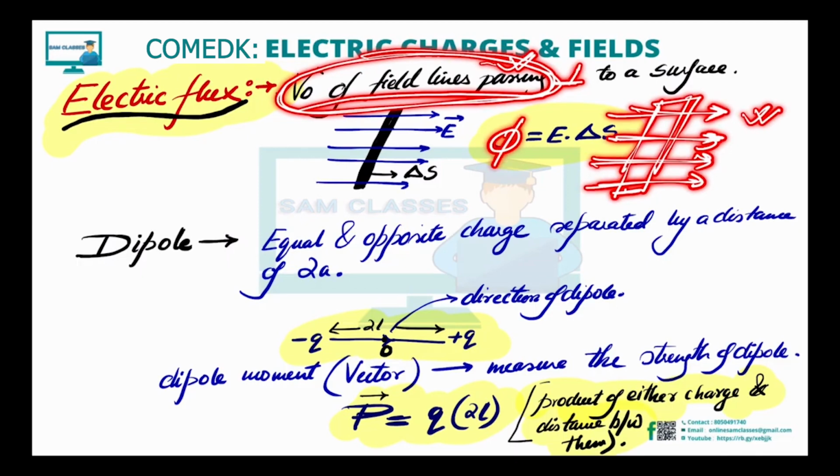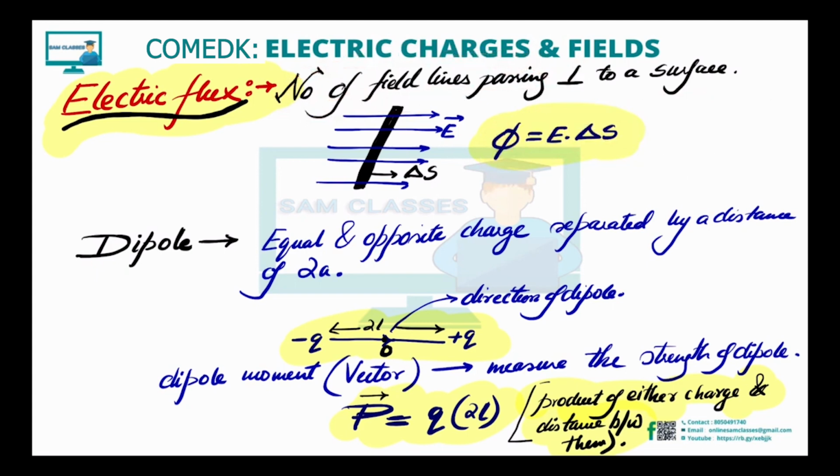So flux is equal to phi is equal to E dot delta S. Okay, clear? So the very simple concept of flux is that we want to know the number of field lines. We can say in this much area, this many perpendicular lines are there. That basically gives us the electric flux.